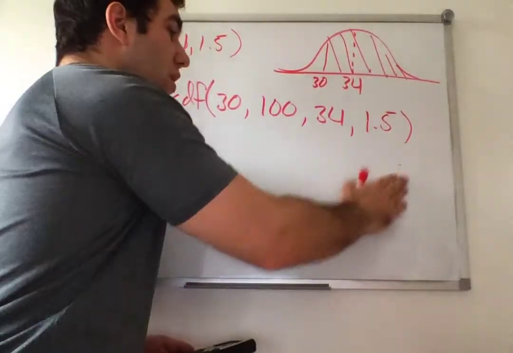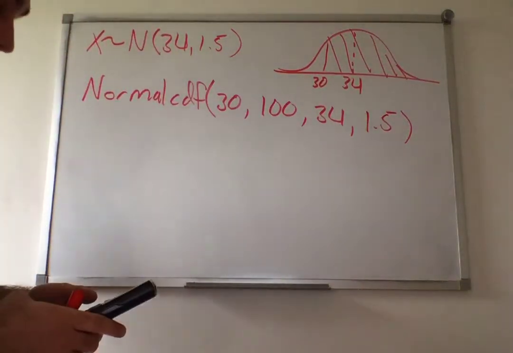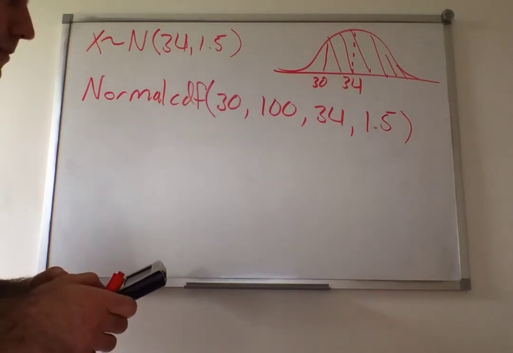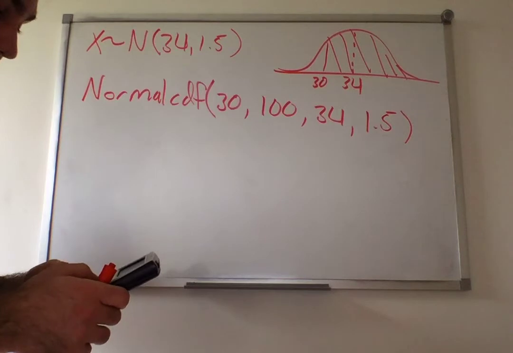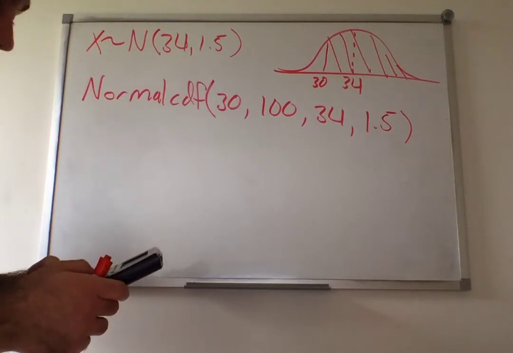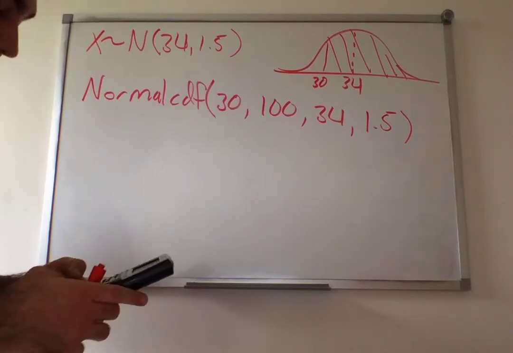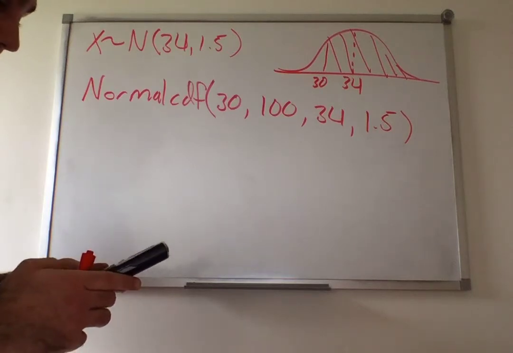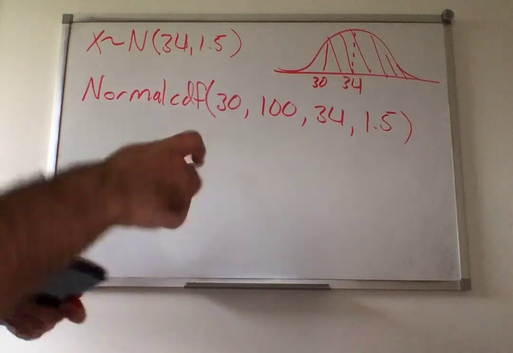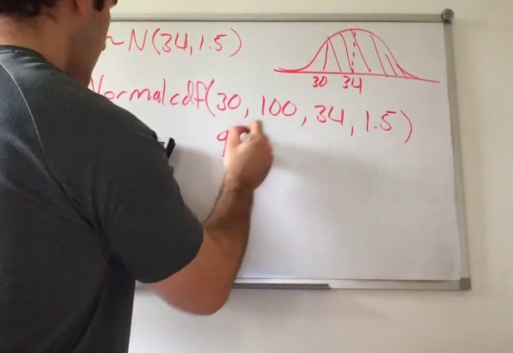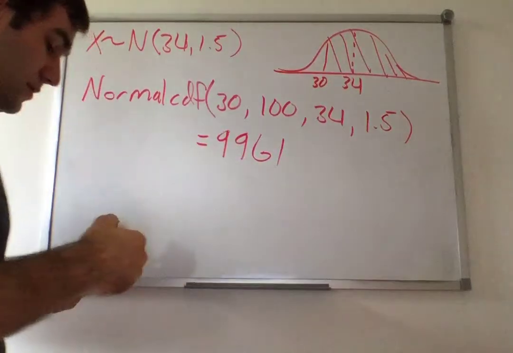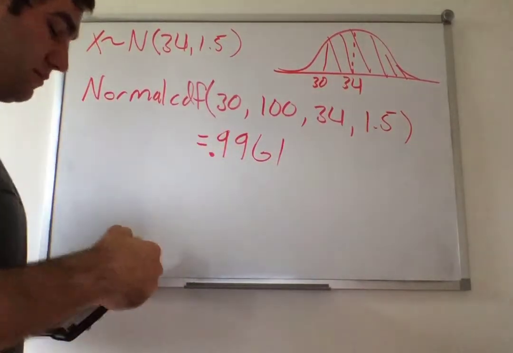Okay, so now all we have to do is punch this in on the calculator, and we're done here. So 30 lower bound, 100 upper bound, comma 34 average, comma 1.5 standard deviation. Hit enter. Ooh, this is a really high probability. 0.9961.